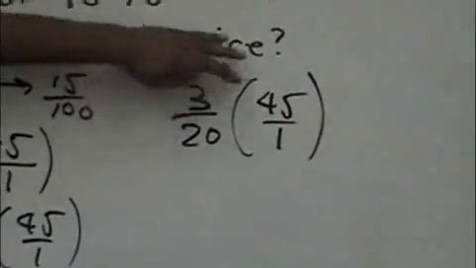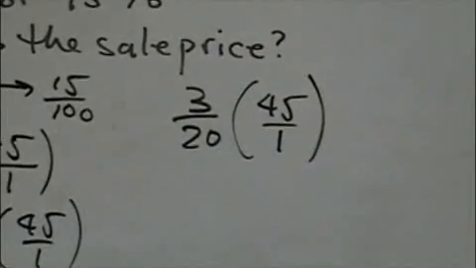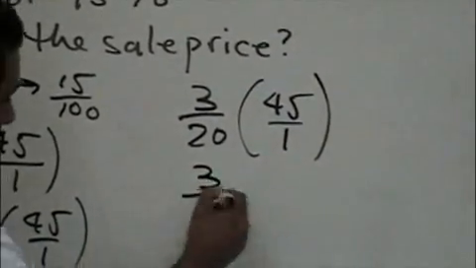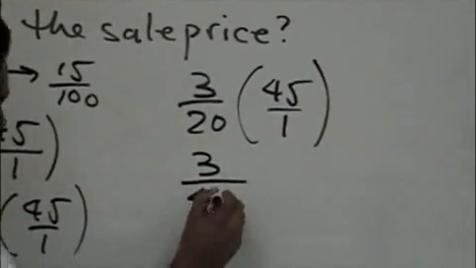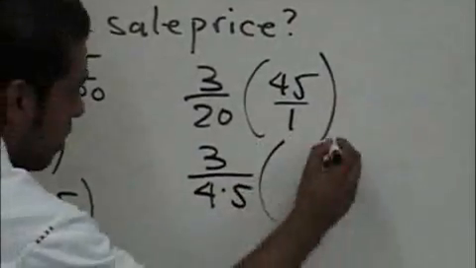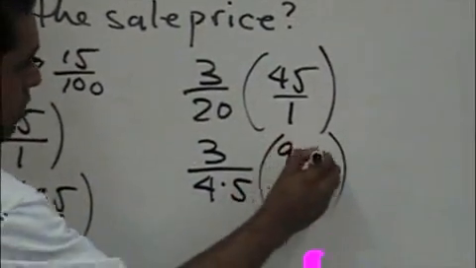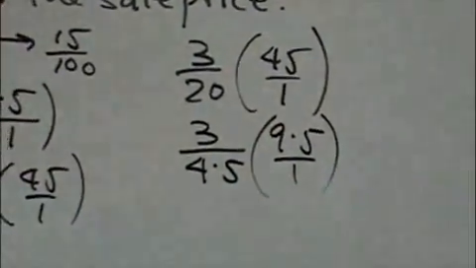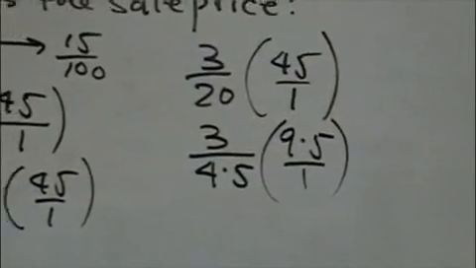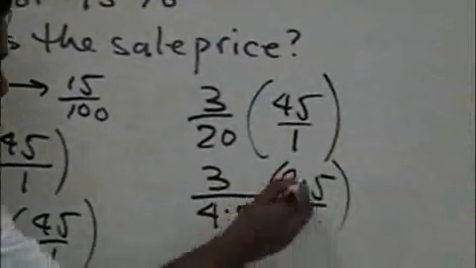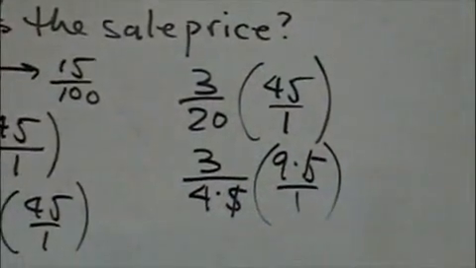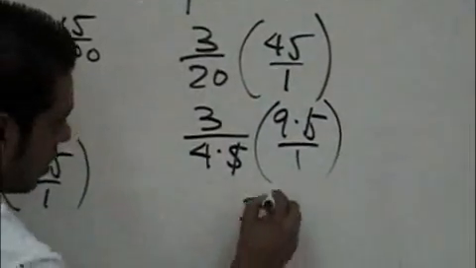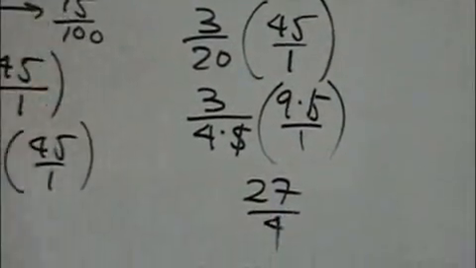We could see that the 20 and the 45 both have a 5 in common. So this is 3 over 4 times 5, and this one will be 9 times 5 over 1. Just like we reduced 5 over 5 where it became 1, the same thing happens to these 5s. So this becomes 27 over 4.